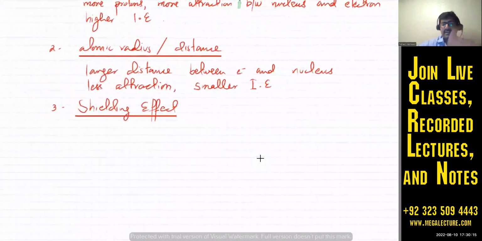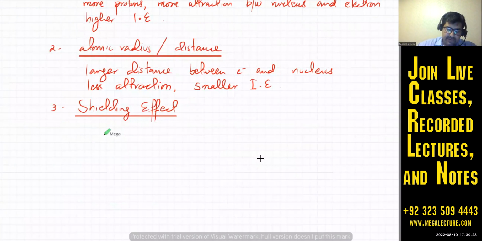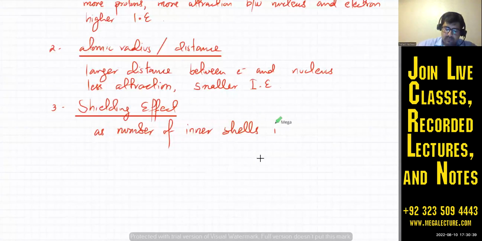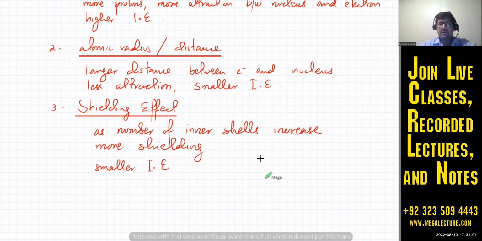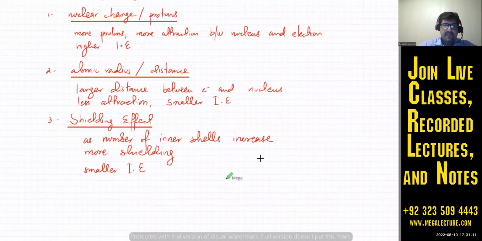So remember, shielding and distance are kind of correlated. ठीक है, distance increases, shielding also mostly increases. What is the shielding effect? As the number of inner shells increase, what you have is more shielding. And if you have more shielding, there's going to be lower ionization energy or smaller ionization energy. It's going to be easier to remove electrons. Okay, so there's going to be a lot smaller ionization energy. So, ये clear?